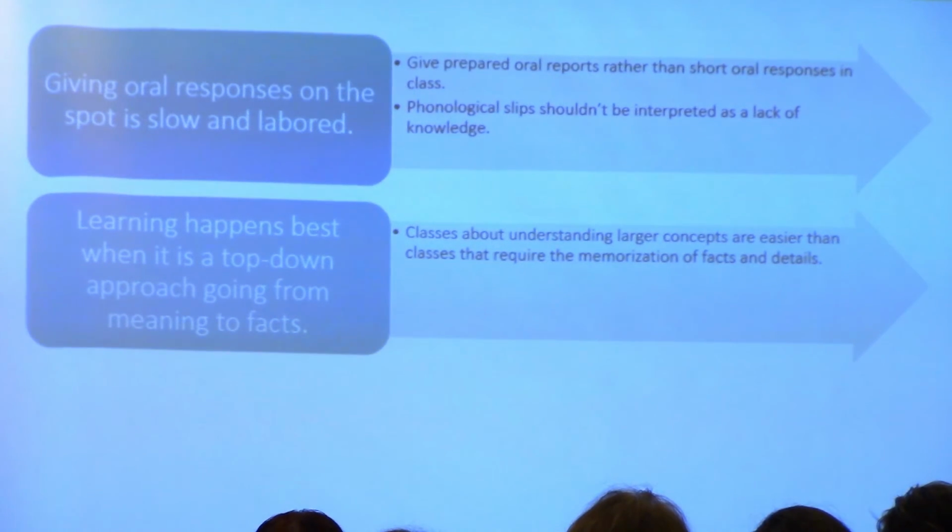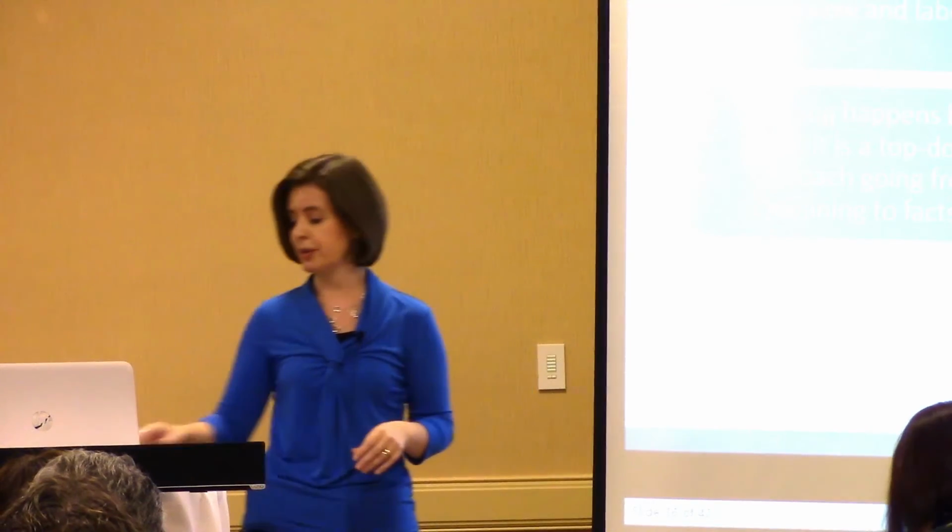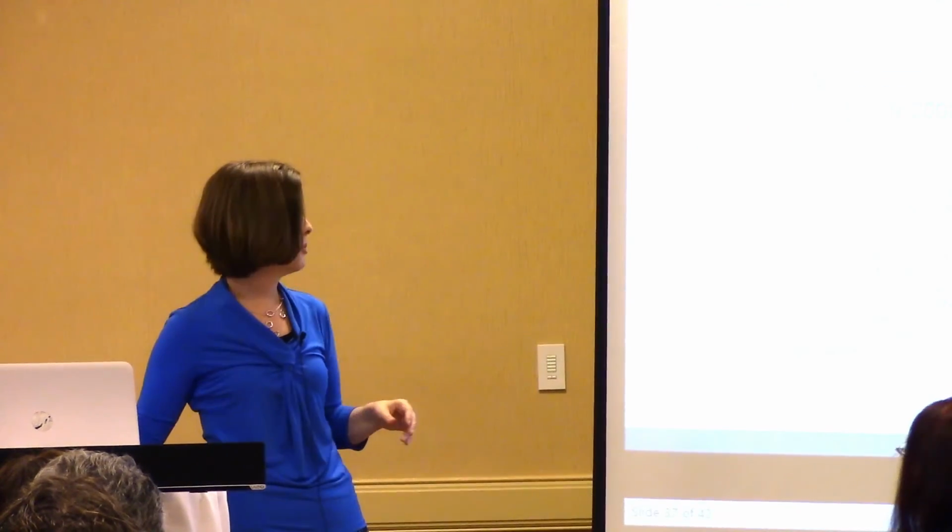Learning happens best for this type of child when it's a top-down approach. They're good with the big picture, with the concepts. The facts and memorizing the facts is harder. So if we can help them with the big picture, then those facts and those memorization things can come later. So those are just some ways to accommodate.